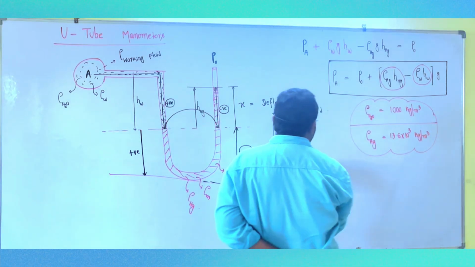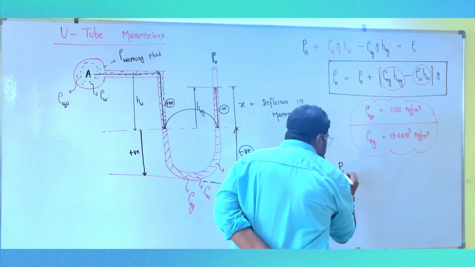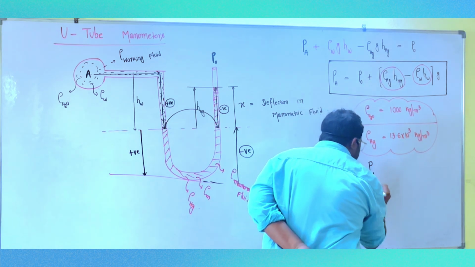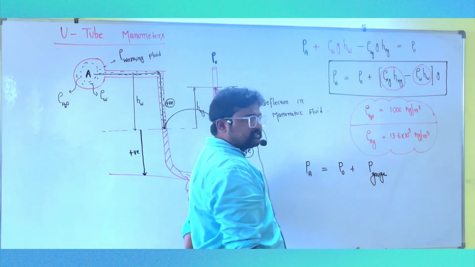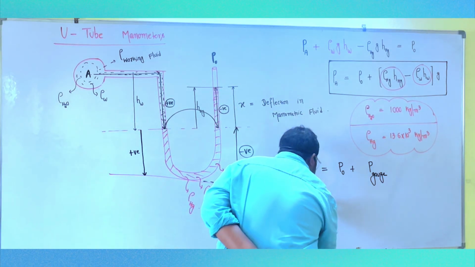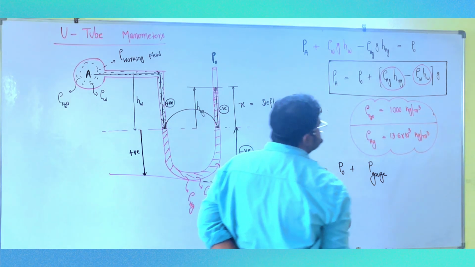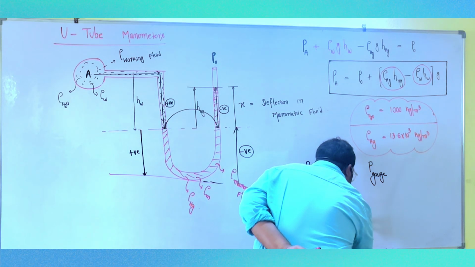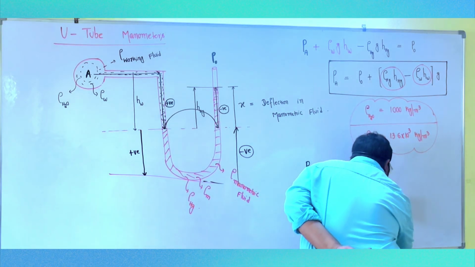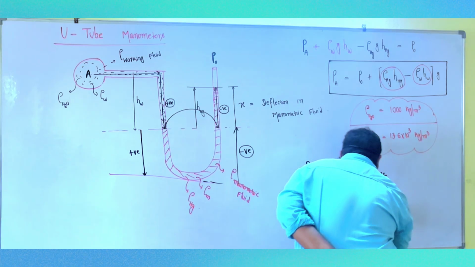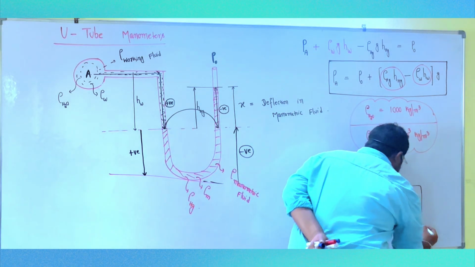That means here it is how much? PA plus PA equal to P naught plus P gauge. What is the gauge pressure here? This is absolute pressure. Now what is P gauge? Tell me, what is the gauge pressure here? Density of the mercury into H mercury minus density of water into H water into how much? G.